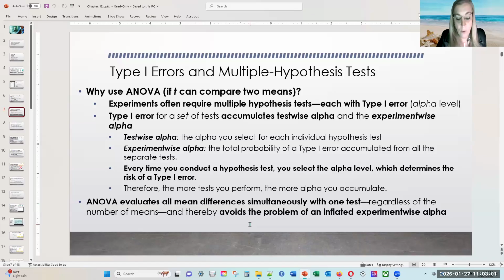so ANOVA evaluates all mean differences at the same time, regardless of the number of groups that you have. And so it avoids that inflated experiment-wise alpha. All right.